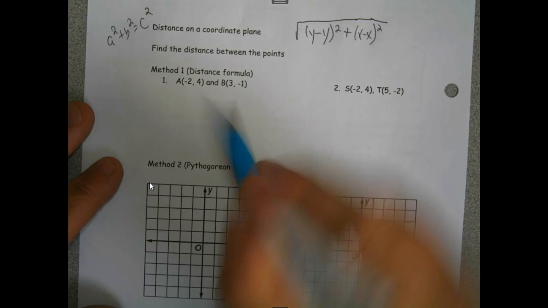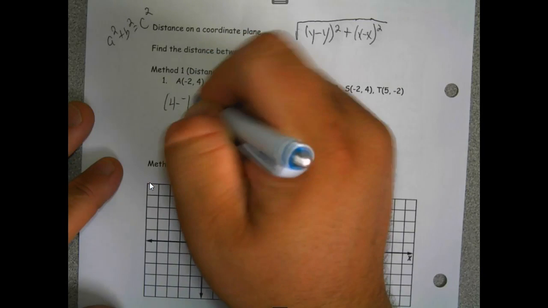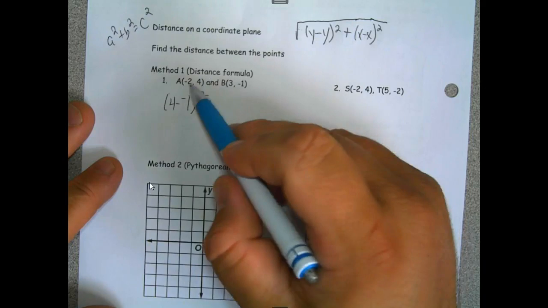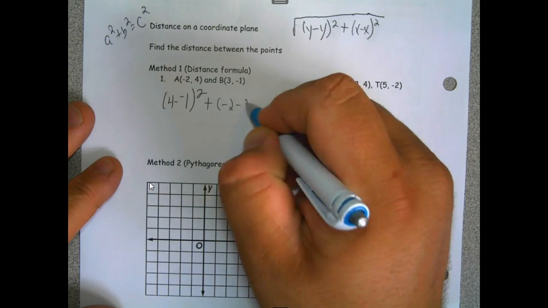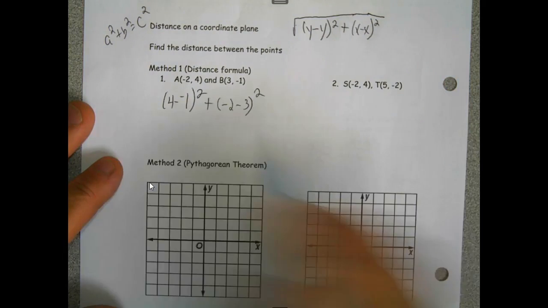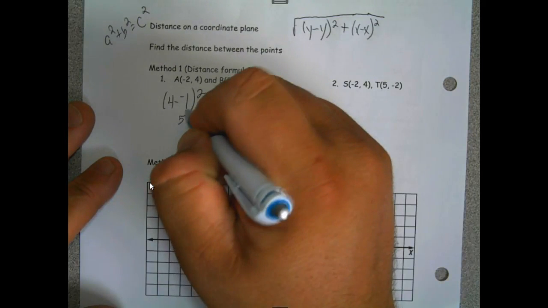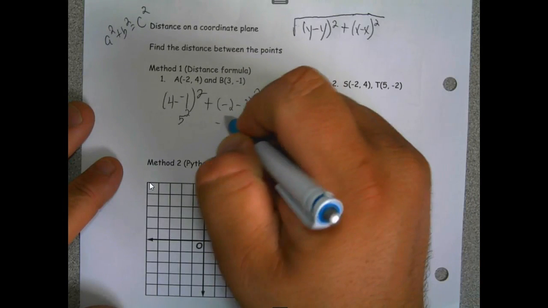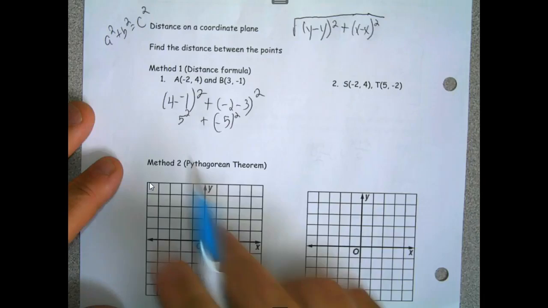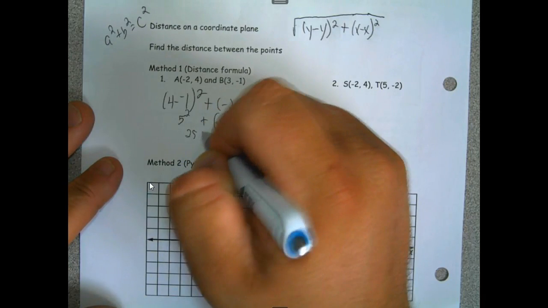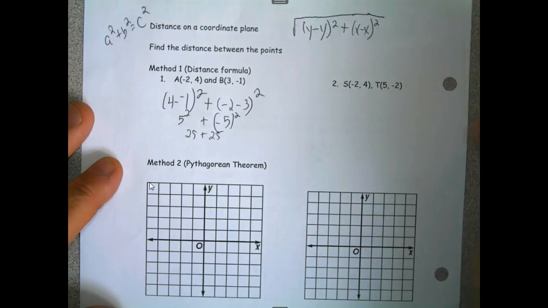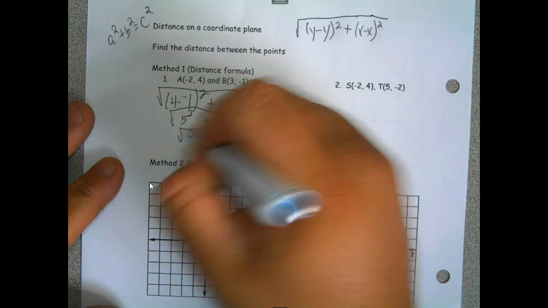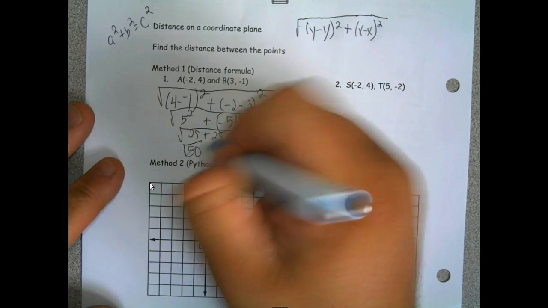Well, 4 minus negative 1, squared, plus negative 2 minus 3, squared. Well, 4 minus negative 1 is 5, so it's 5 squared here. Negative 2 minus negative 3 squared is negative 5 squared there. Well, 5 squared is 25, and negative 5 squared is also 25. And so my answer, and by the way, this is all under the square root sign the whole way, my answer is the square root of 50.